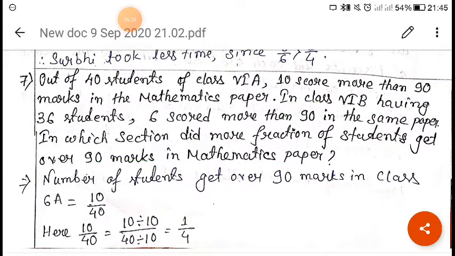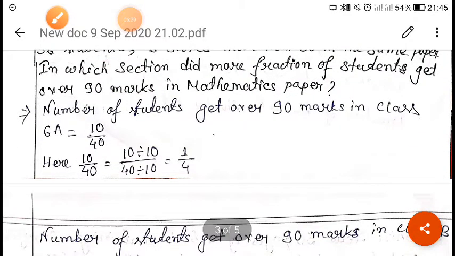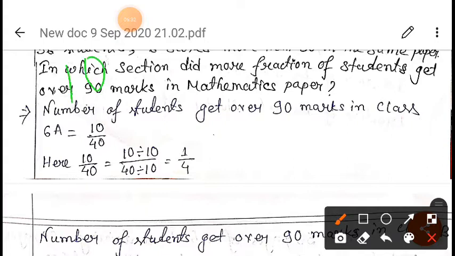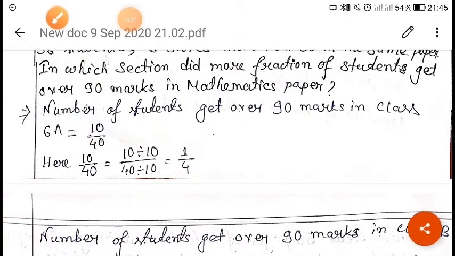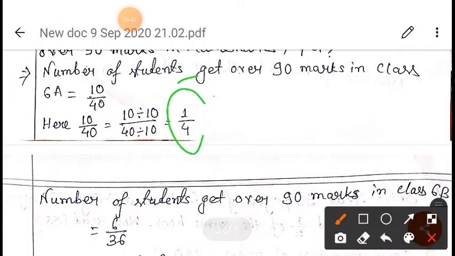the more fraction of students got the 90 marks in the mathematics paper. Okay, so what we have to do, first of all, in 6A how many students? 10 students. So total number of students is what? 40. So 10 divided by 40, it will be 1 by 4, right? As you can see here, 1 by 4.